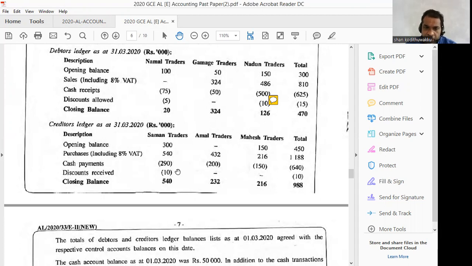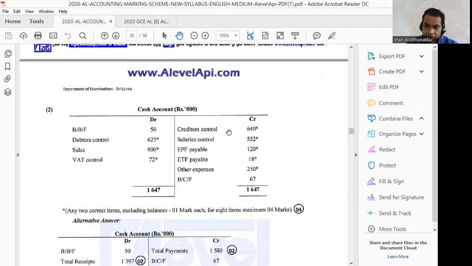Right. Then we recorded discount received and cash payments. If you prepare creditors column account, we can debit this 650 to creditors column account and 10 discount received to creditors column account. As we are not preparing, we don't need to record those things. And again, we can pass a double entry. 640 you can credit to cash account. Here, 640. We pass double entry to cash account and the creditors column account.